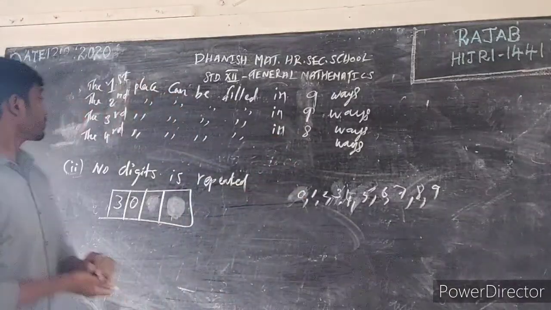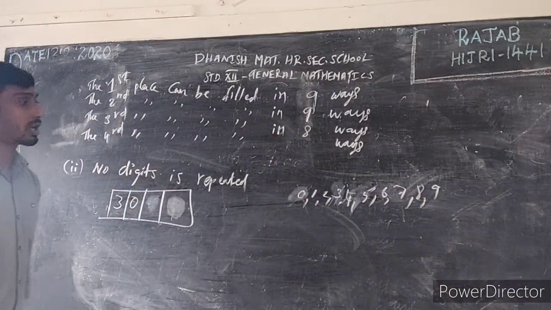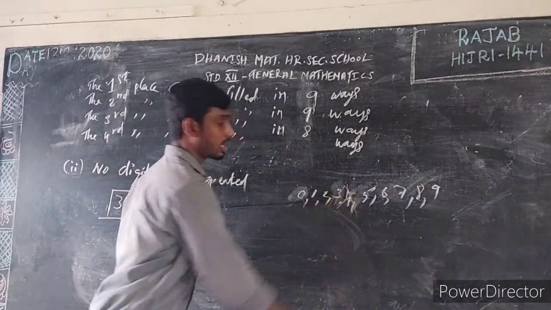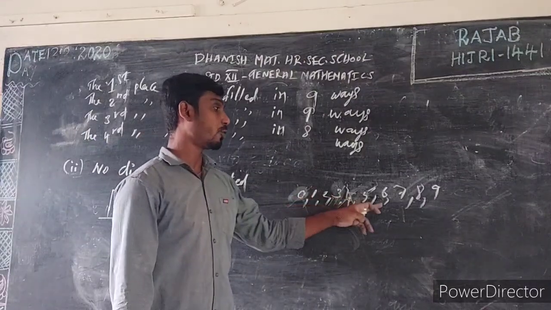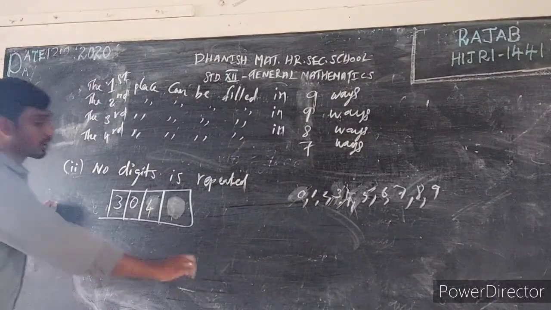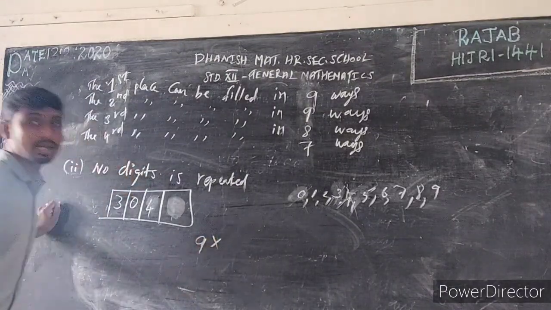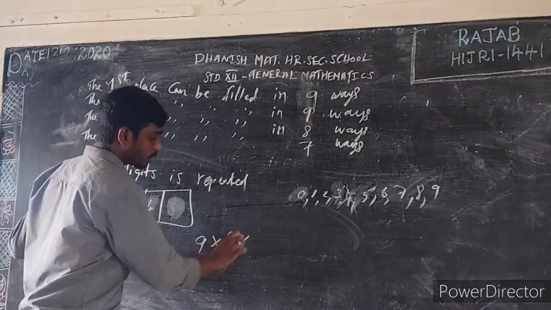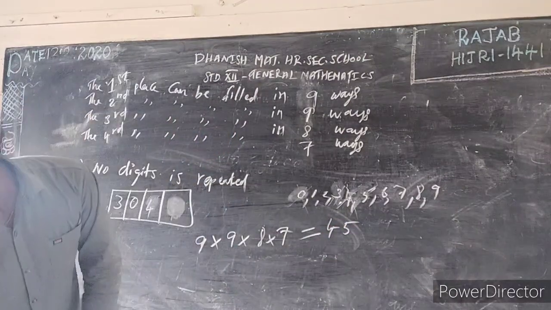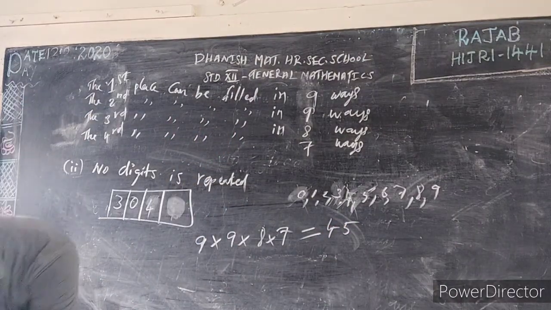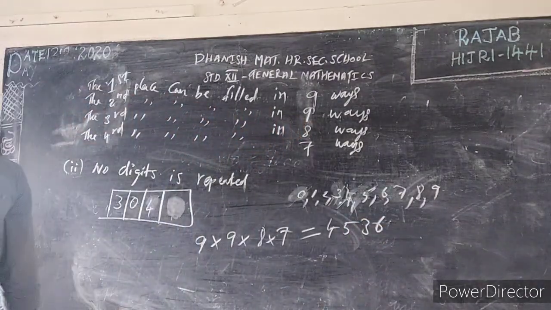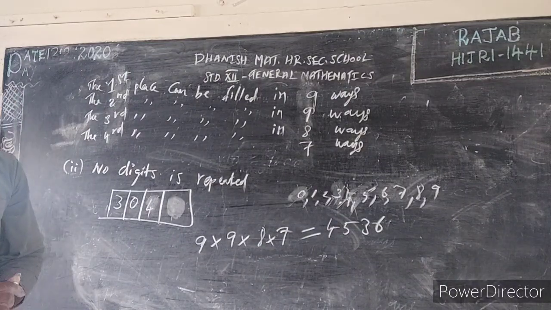Now comes the fourth place. The fourth place can be filled in how many ways here? For the fourth place, we are taking 4, so now neglect this 4 here. What are the remaining ways? 1, 2, 3, 4, 5, 6, 7. So 7 ways here. The remaining ways are 7. Now we multiply this one using the fundamental principle: 9 into 9 into 8 into 7, that is 4,536 here.